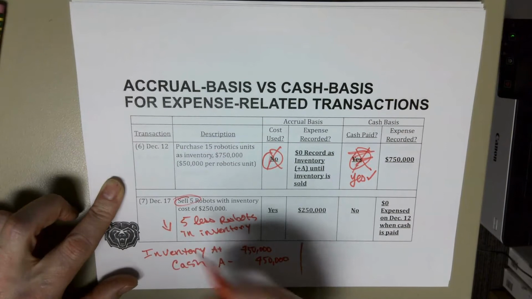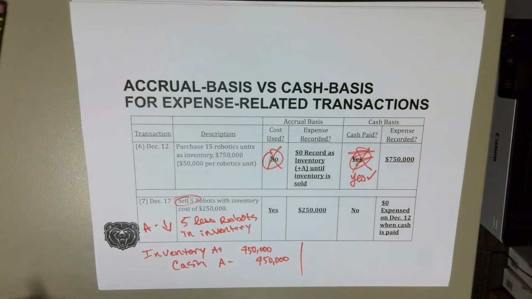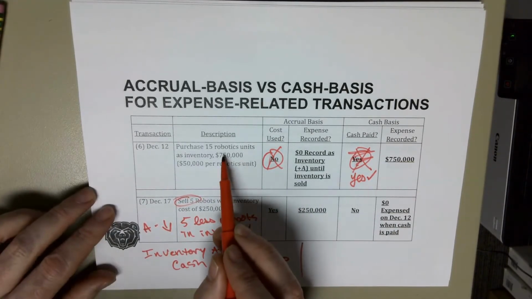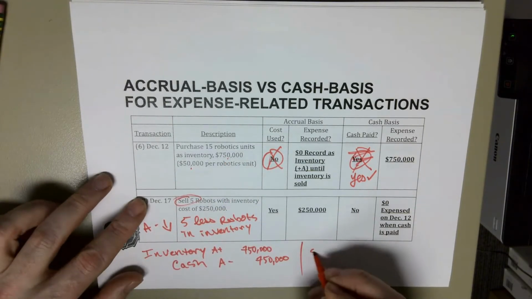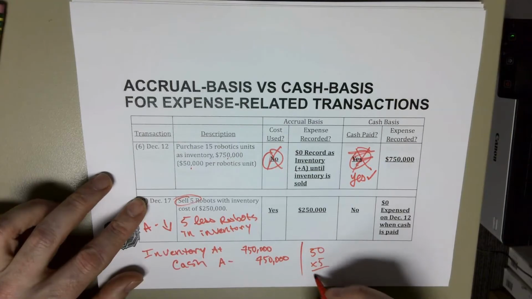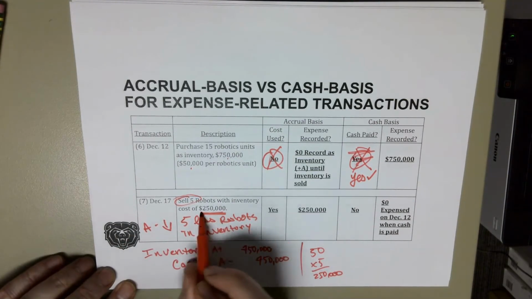So we've decreased our inventory asset by 5. Well, how much is that? Because we don't have our inventory listed as 15 robots, right? We've got it listed as $750,000 worth of robots. We paid $50,000 a piece for them. That's 50 times 5, $250,000, right? So that's where we got this number right here.